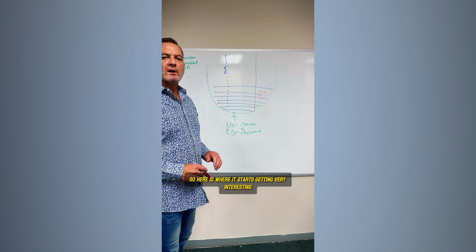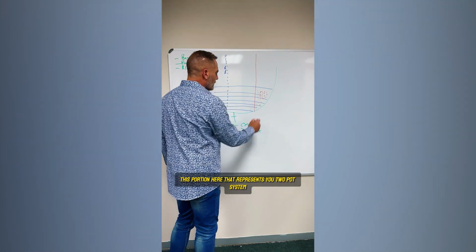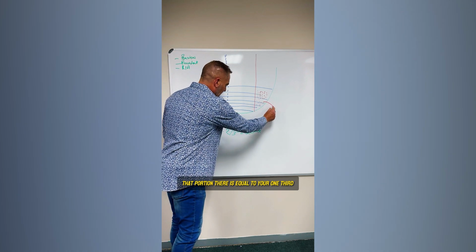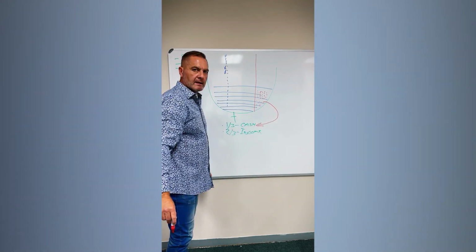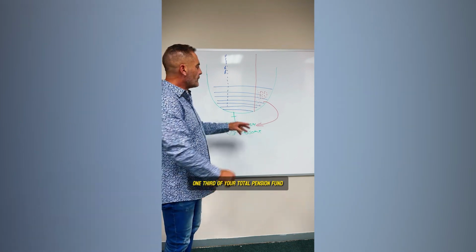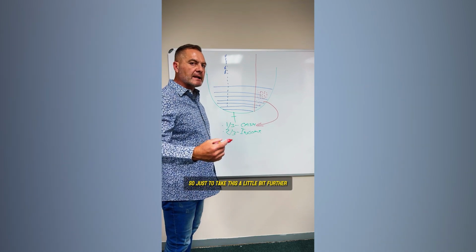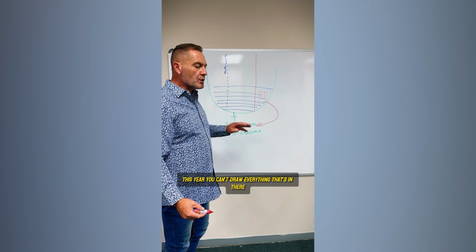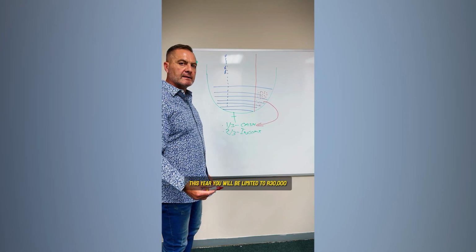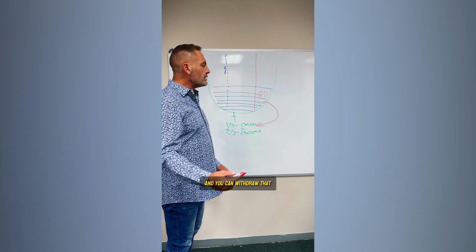So here is where it starts getting very interesting. This portion here that represents your two-pot system, that portion there is equal to your 1/3. So it actually means that you can draw out 1/3 of your total pension fund money on a yearly basis. Just to take this a little bit further, this year you can't draw everything that's in there. This year you will be limited to 30,000 Rand or 27,500 Rand pre-tax, and you can withdraw that.